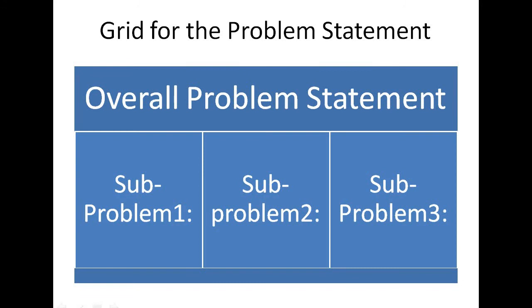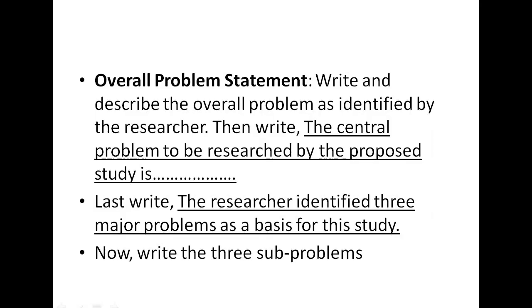So this grid does not show any hard and fast rules for writing a problem statement. First we will write the overall problem statement, then subproblem 1, then subproblem 2, then subproblem 3. Now we are going to explain how to write the overall problem statement and the subproblems as well. Now what is the overall problem statement? Write and describe the overall problem as identified by the researcher. So what is the central problem that you have identified?